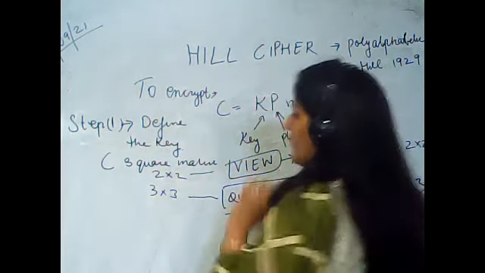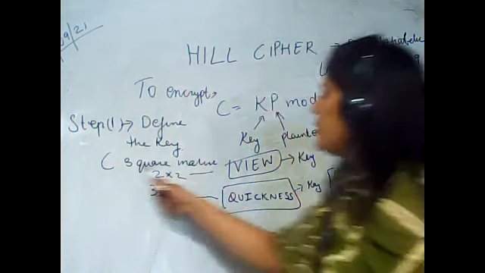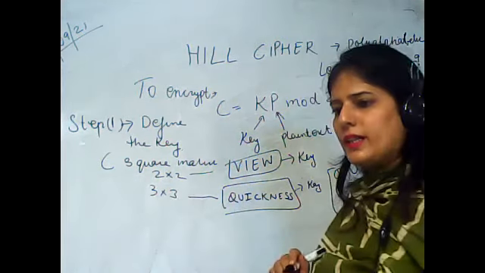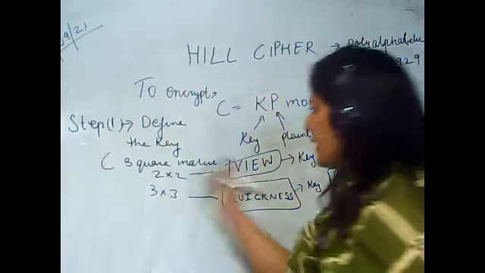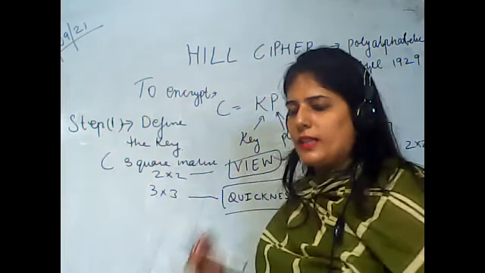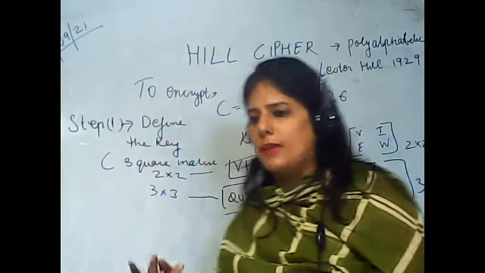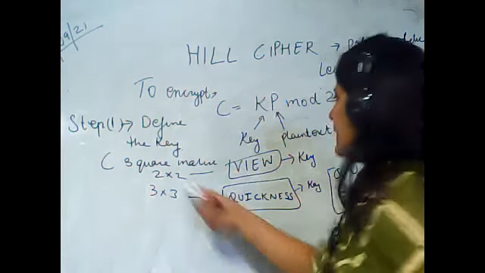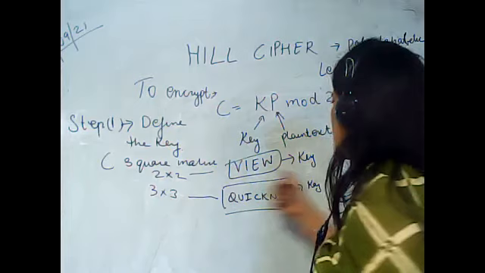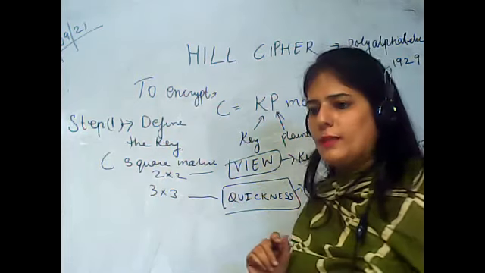So how can we define that particular key? We need to use a square matrix here. Whatever key value is given to us should be in such a form that you are able to make a square matrix from it. So how can we define that square matrix? By taking a 2 by 2 matrix or a 3 by 3 matrix.